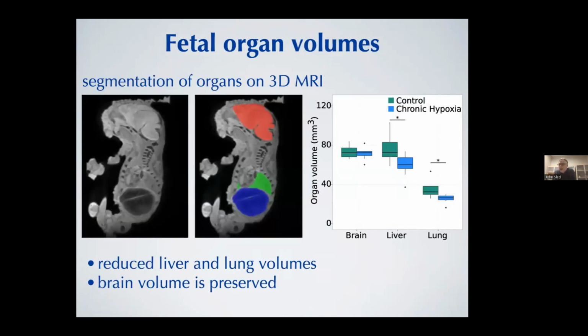We went on to ask, well, so what are the implications of this for the fetus? And so using MRI, we measured brain volume, liver volume, lung volume. And as seen on this graph on the right, brain volume is largely preserved, liver volumes are reduced, and so are lung volumes. So this is essentially a model of asymmetric growth, as might be seen in, say, severe placental disease.